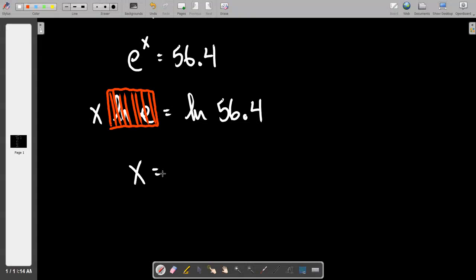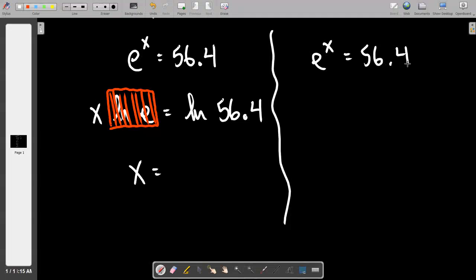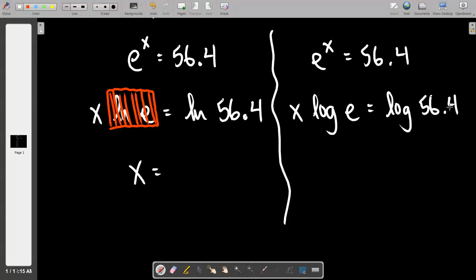Would this have worked if we used a different kind of log? Let's find out. Let's go back and do the exact same problem again. e to the x equals 56.4. And this time, let's say that ln thing freaks me out. I don't like that. Let's just use a regular log. So let's do x log of e equals log of 56.4. Should it work? Yes. Any log will work as long as you apply it equitably to both sides of the equal sign.